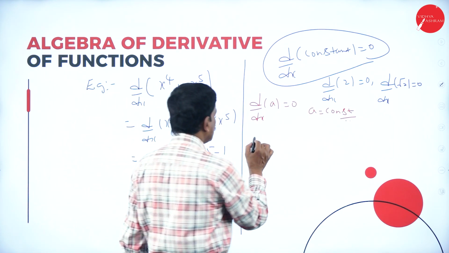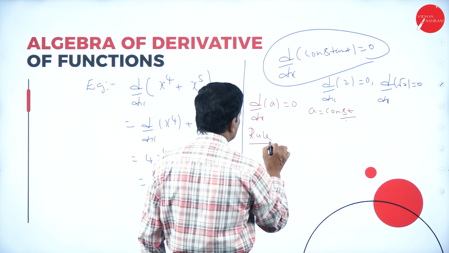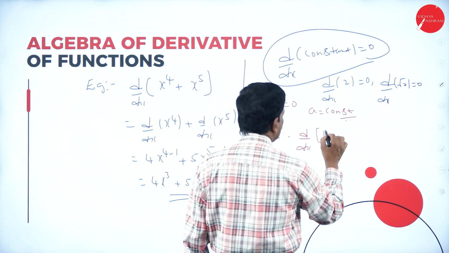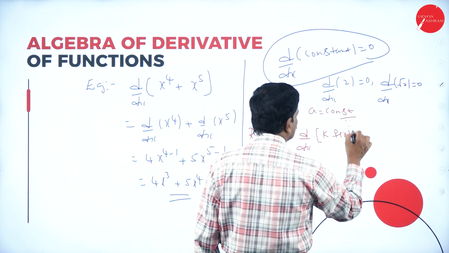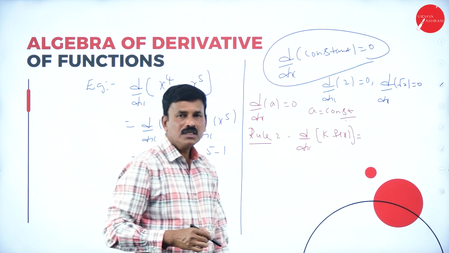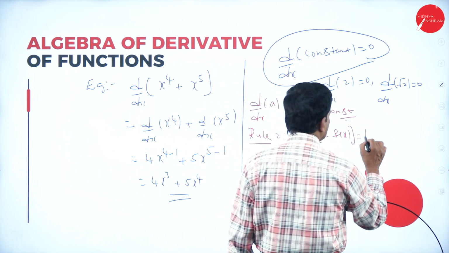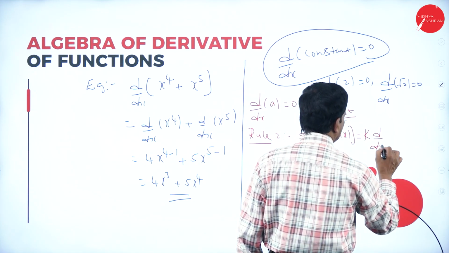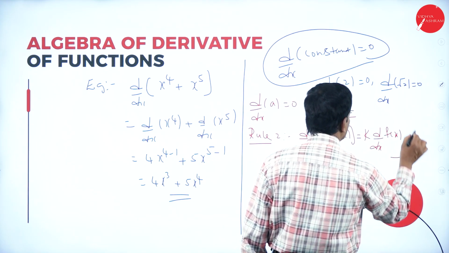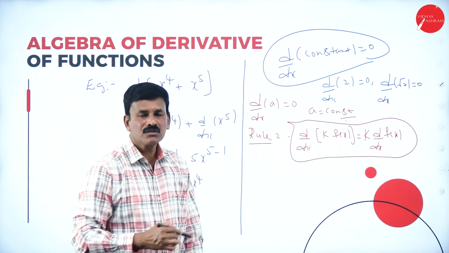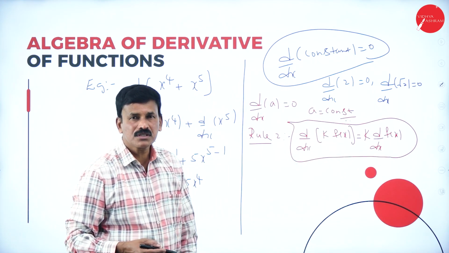Suppose the second rule, rule number 2. If it is like this, d by dx of k times a function, where k is a constant. If a constant into a function is there, the constant should be kept out. Just keep the constant out and differentiate the function, d by dx of f of x. So, for the derivative of a constant into a function, the constant is kept out and we differentiate the function.